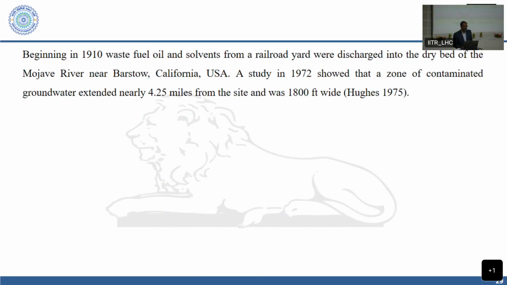Beginning in 1910, waste fuel oil and solvents from a railroad yard were discharged into the dry bed of a major river near Barstow, California, and 1972 showed a zone of contaminated groundwater extending nearly 4.25 miles from the site and 1,800 feet wide. So from 1910 to 1972 the effect came. This is the reference I have given. This result shows that groundwater contamination is a long-term problem.